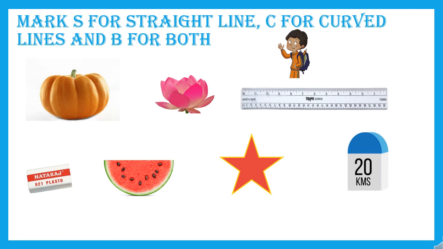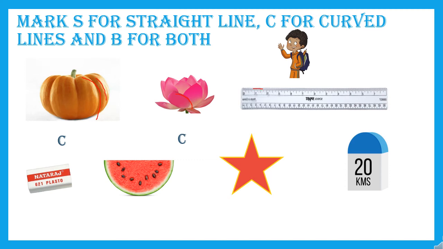Now this is the last activity where we have given some pictures and we have to check whether these pictures have straight lines, curved lines, or both straight and curved. So for the straight line we'll be writing S, for the curved we'll be writing C, and for both we'll be writing B. Okay, so let's see the first one. As you can see, it has a curved line, so we'll be writing C over here. This also has curved lines, so we'll be writing C over here.